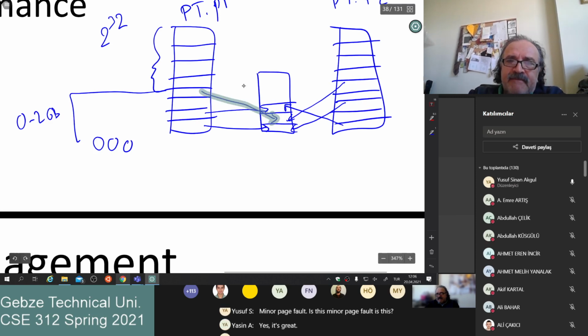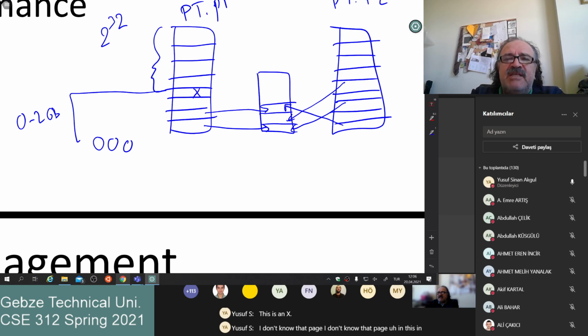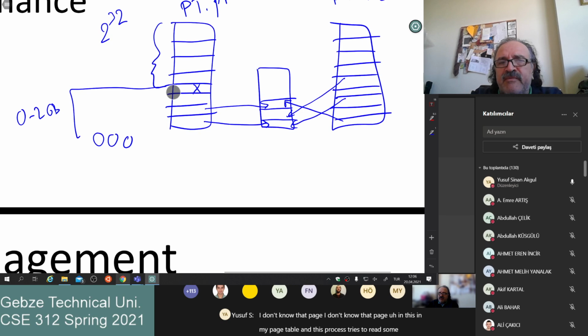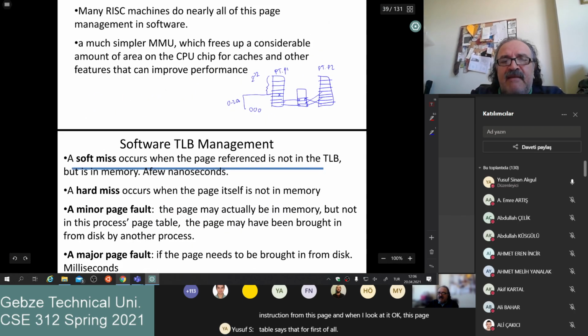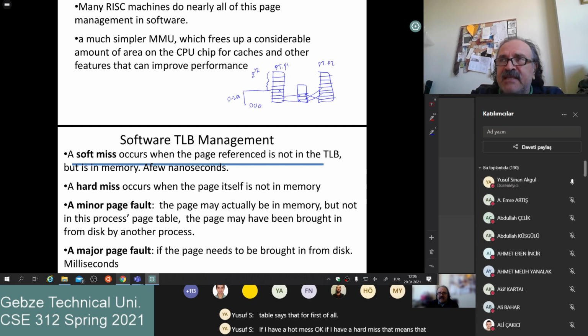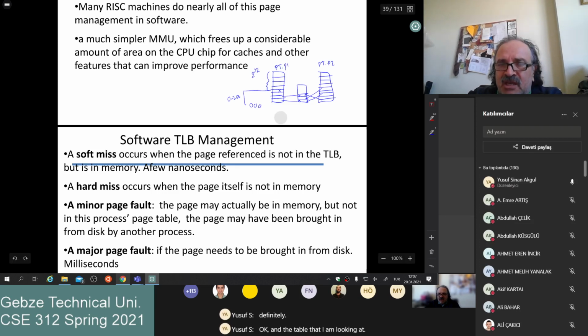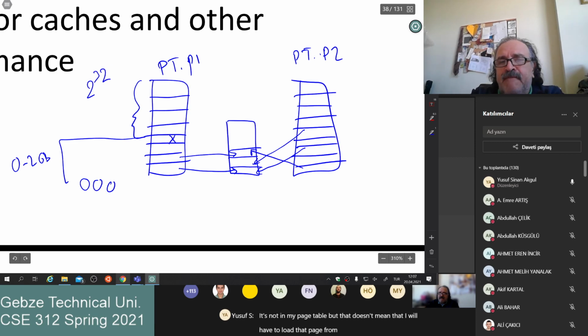Let's say this is an X. I don't have that page in my page table. And this process tries to read some instruction from this page. And when I look at it, this page table says that I have a miss, which means the page I am looking for is not in my page table. But that doesn't mean that I will have to load that page from the disk all the time.